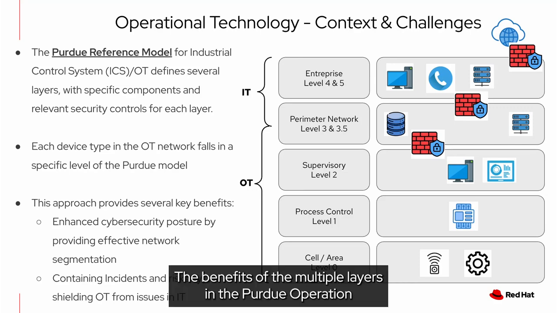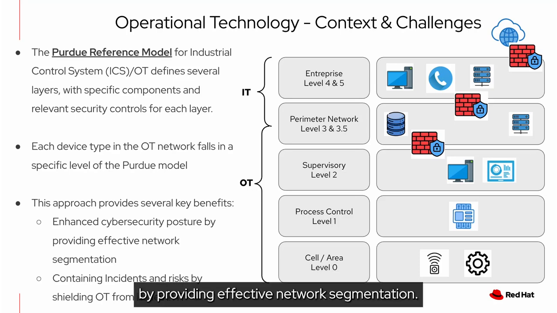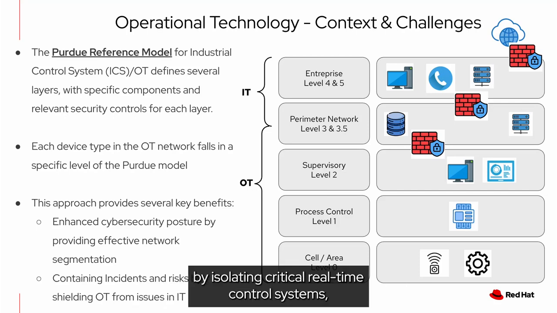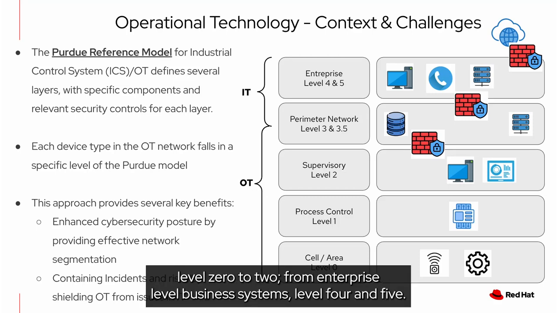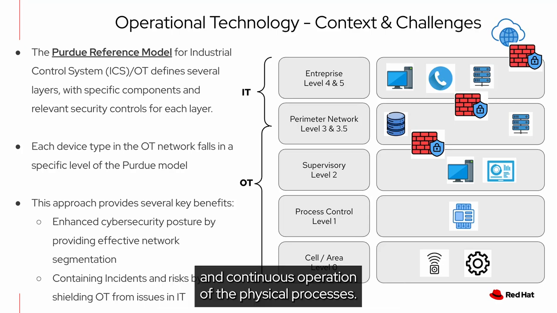The benefits of the multiple layers in the Purdue Operation Technology Model are to, first, enhance cybersecurity by providing effective network segmentation. Secondly, containing incidents and risks by isolating critical real-time control systems, level 0 to 2, from enterprise-level business systems, level 4 and 5. Delays or disruptions in the IT network do not impact the stable and continuous operation of the physical processes.